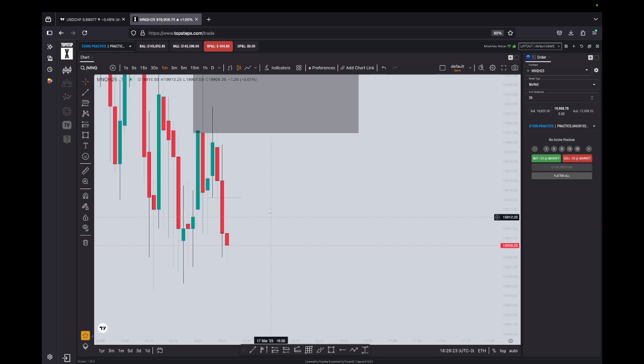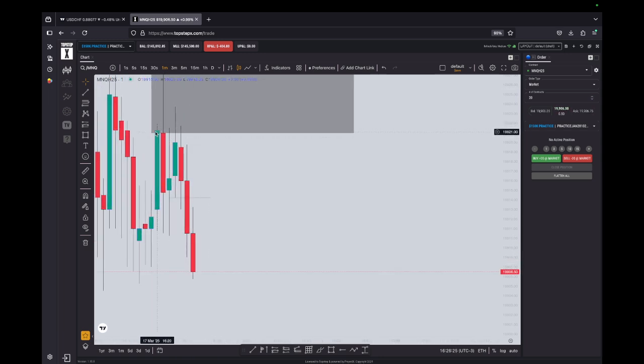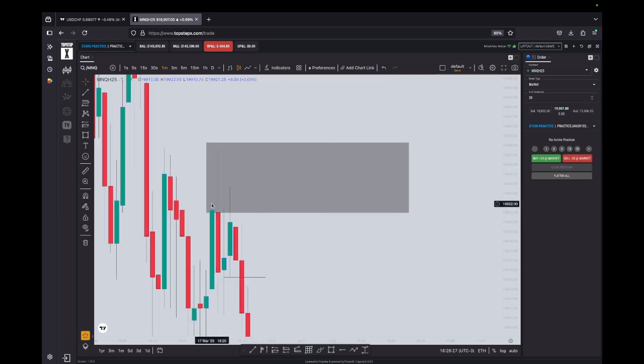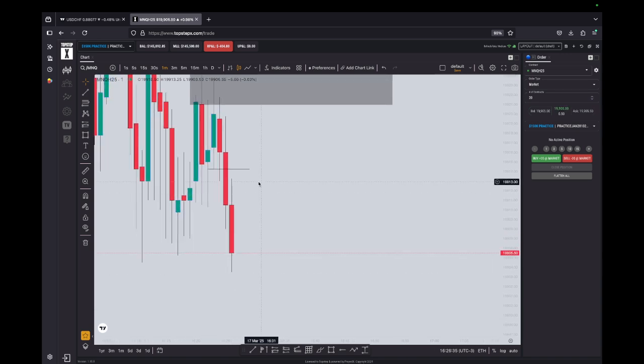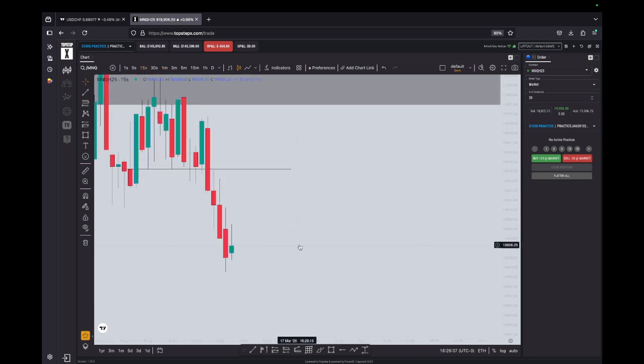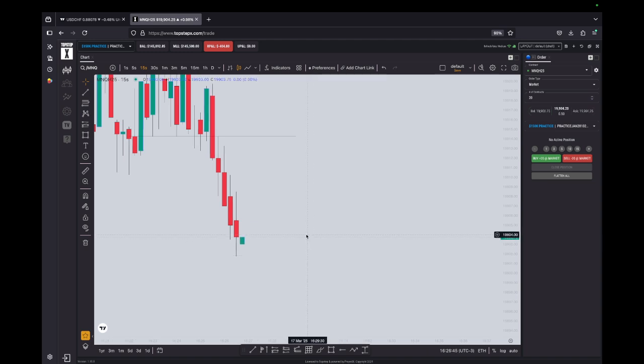So now the market is bearish because it's reacting off of this zone right here, and it broke support right here. And now we're just waiting for a strong continuation for sales. So I want to see a 15 seconds.